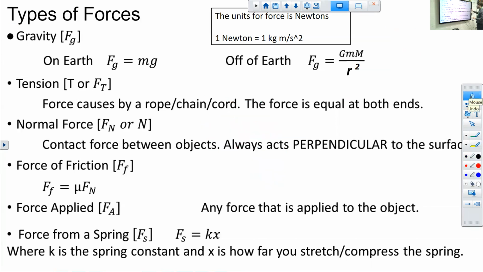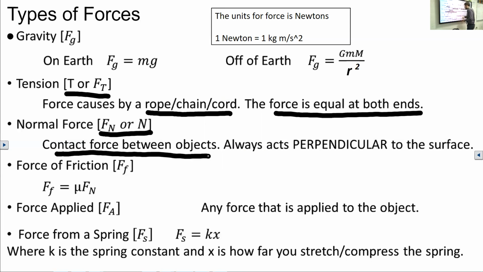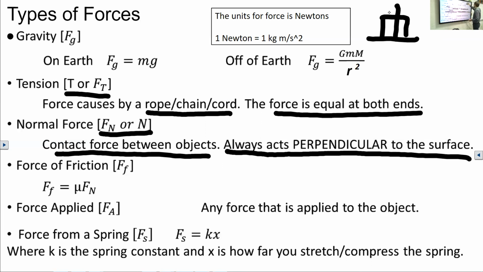So let's just run through the different kinds of forces. Tension is what you call a force caused by a rope, chain, or cord. And like I mentioned before, the force at both ends has to be equal. So you have T or Ft to represent tension. Normal force is Fn or just N, and it's a contact force between objects. And it always acts perpendicular to the surface of contact. So that means on a flat table, it points up. On an inclined plane, it points this way, perpendicular to the surface.